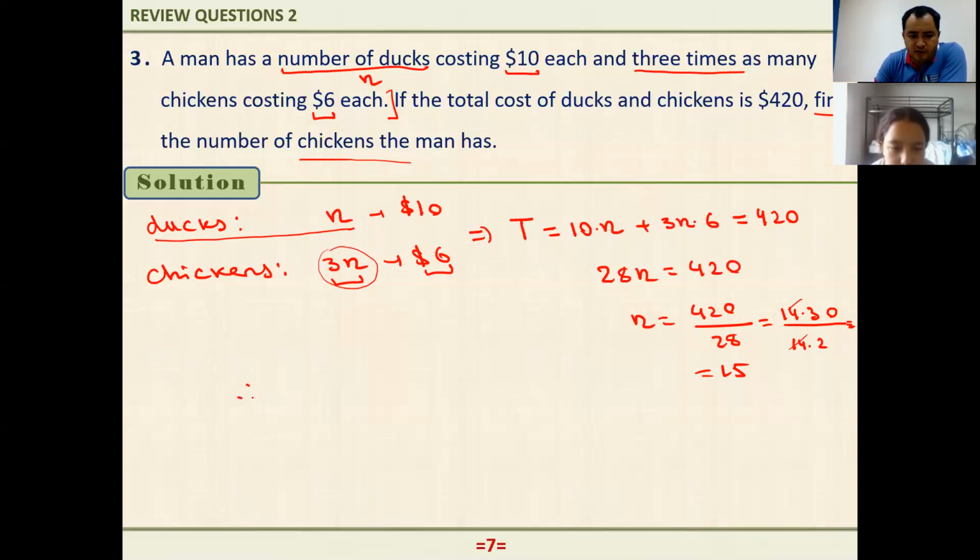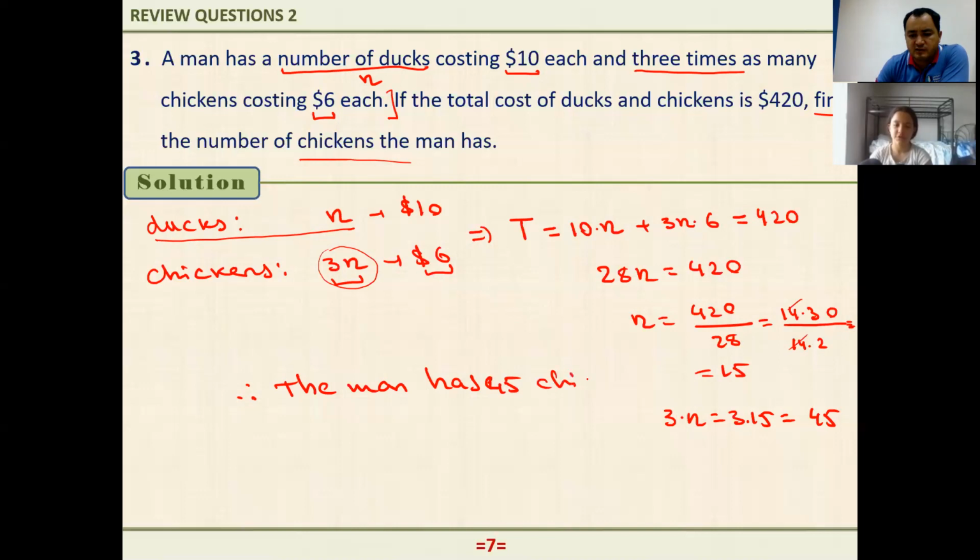So now we need to write here. What is 3N? From here, 3 times N equals 3 times 15. That's equal to 45. So we should write here, the man has 45 chickens. That's a lot of chickens.